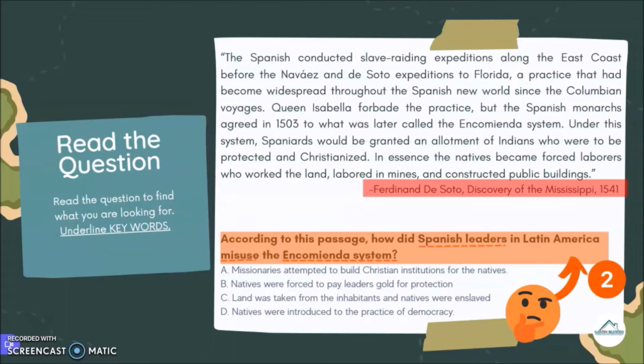The next step is to look at the question. The student should read the question and underline any key terms or phrases. So in this question, it says, according to this passage, how did Spanish leaders in Latin America misuse the encomienda system? So keywords would be Spanish leaders, their misuse of the encomienda system. And so those are three terms that I've underlined as important or key to answering the question.